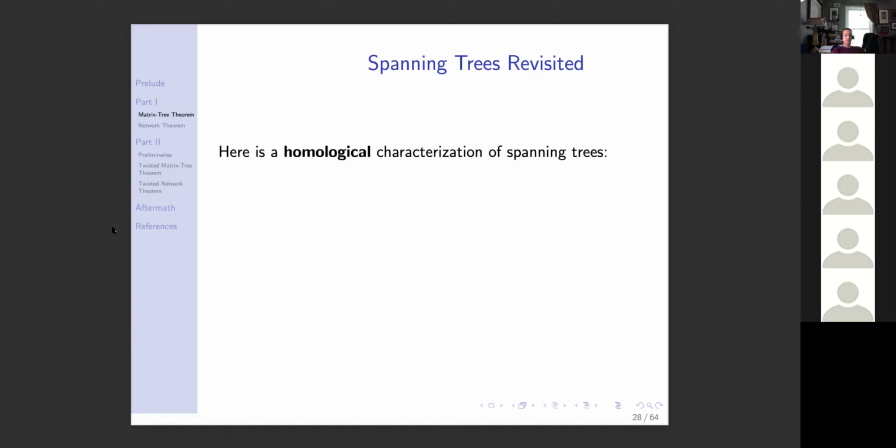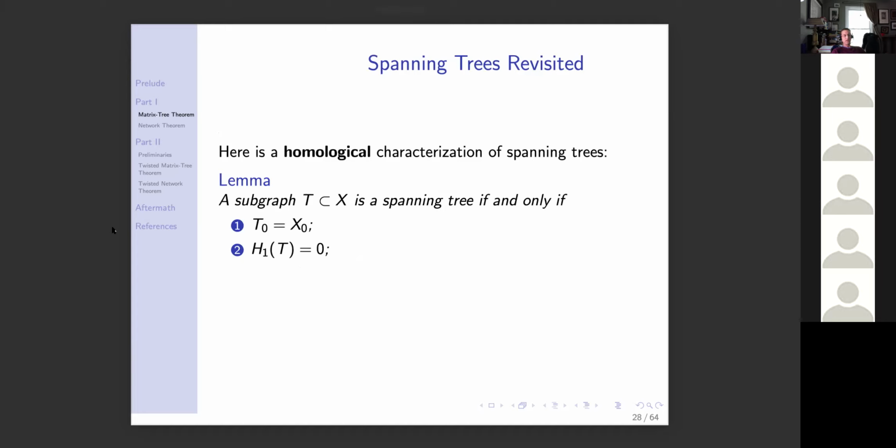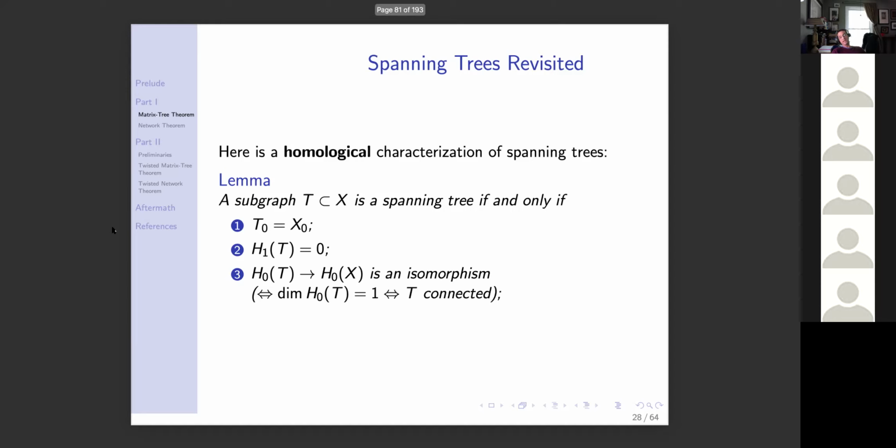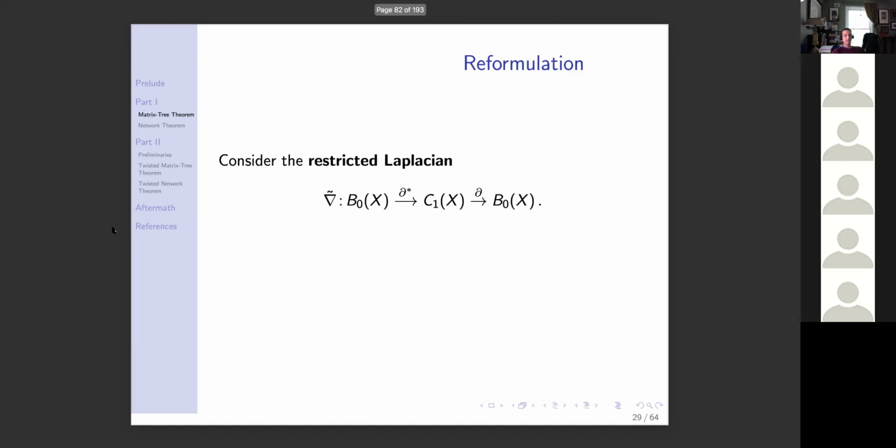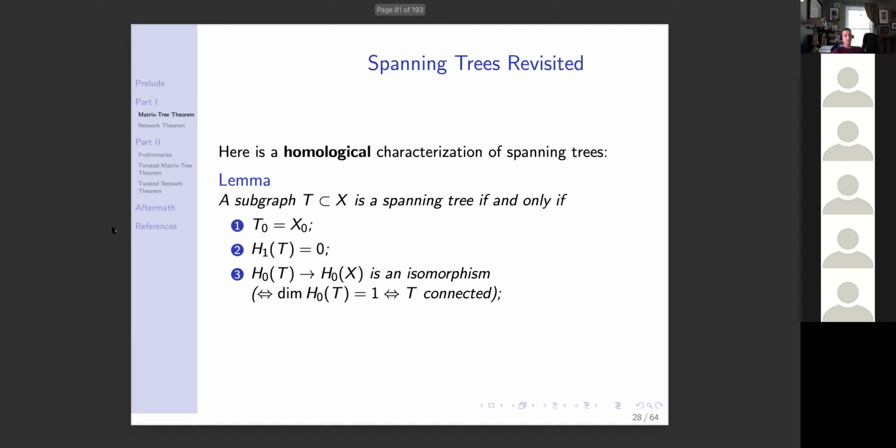So here is a homological characterization of spanning trees. A subgraph T of X is a spanning tree if, well, you need all the vertices, and H1 of T, the first homology of T, is 0. That means there are no 1-cycles. And the map from H0 of T to H0 of X is an isomorphism. I'm expressing this in a funky way because we could have just said that the dimension of H0 of T is 1, or T is connected. That's equivalent because we're assuming X is connected. But let's express it this way because in the second part of my talk, I need this more general formulation. Okay, so this is another way to characterize a spanning tree. And I'm not going to prove this lemma. It's easy enough to prove.